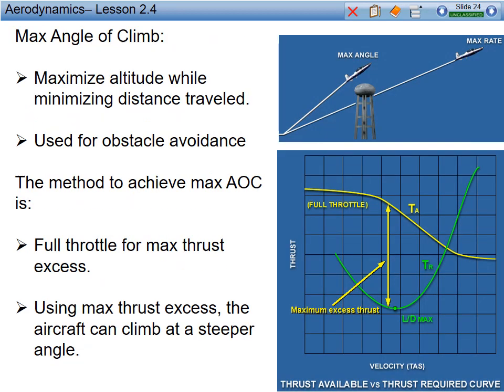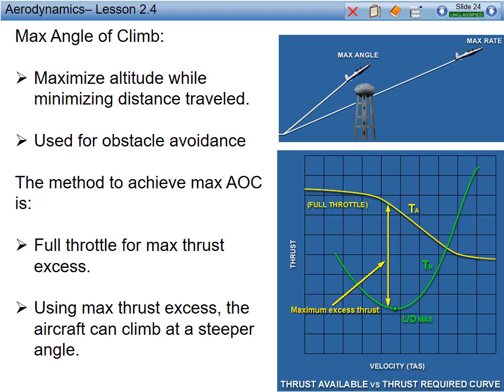Maximum angle of climb. Maximum angle of climb is found by getting the maximum altitude while minimizing distance traveled over the ground. This is used for obstacle clearance. To achieve maximum angle of climb, pilots shall set full throttle to achieve maximum thrust excess. Using maximum thrust excess, the aircraft can climb at a steeper angle.